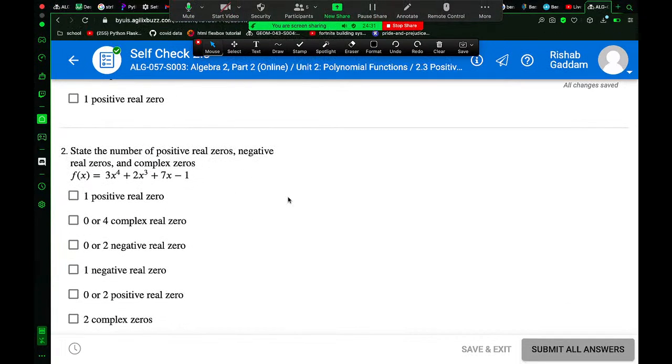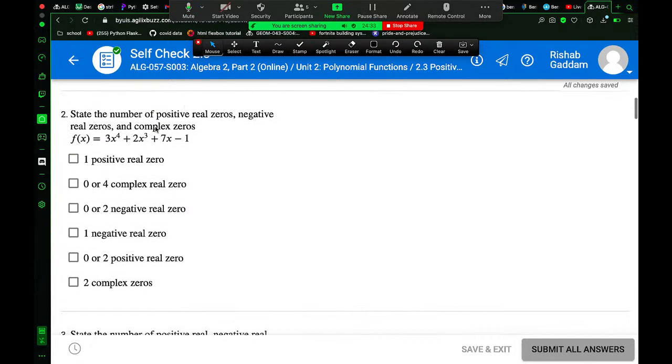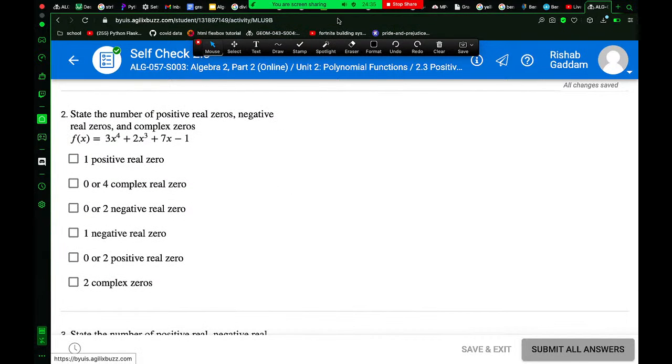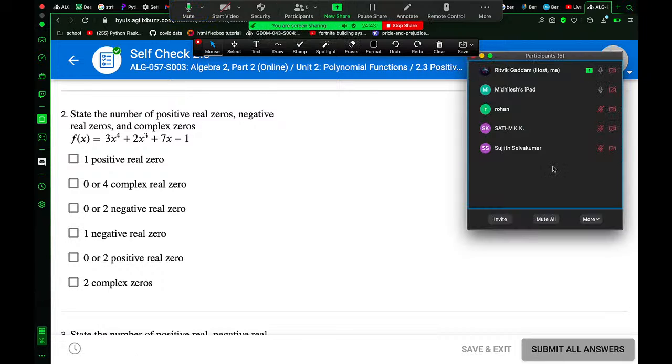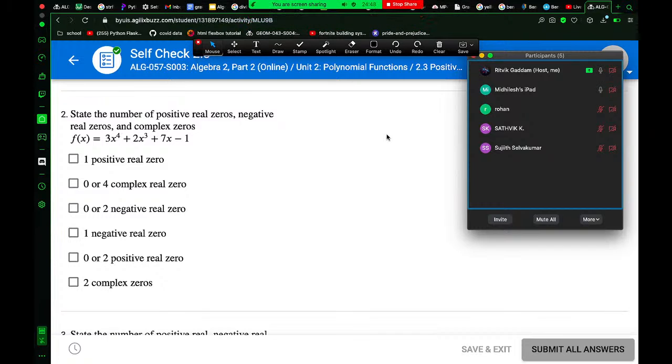Okay, so state the number of positive real zeros, negative real zeros, and complex zeros. So Midlish, how about you do this one? No. You still don't understand the concept? No.